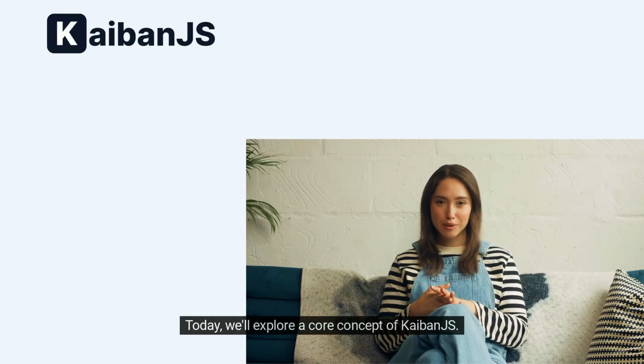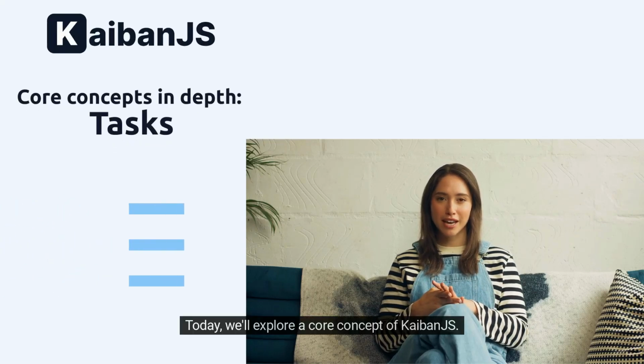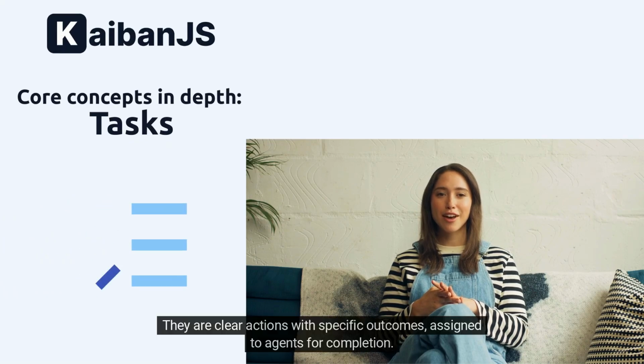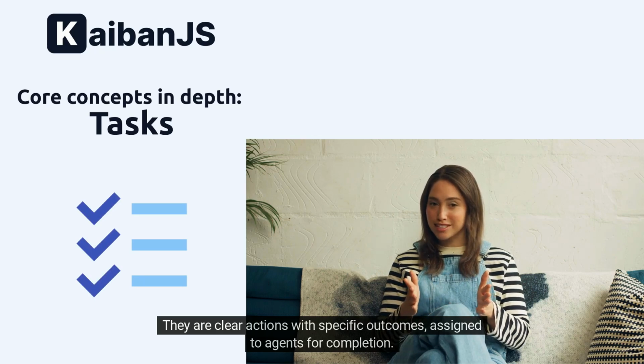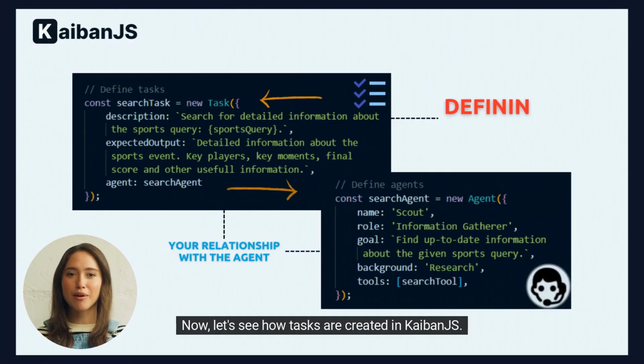Hi, today we'll explore a core concept of KaibanJS, tasks. They are clear actions with specific outcomes assigned to agents for completion. Now, let's see how tasks are created in KaibanJS.